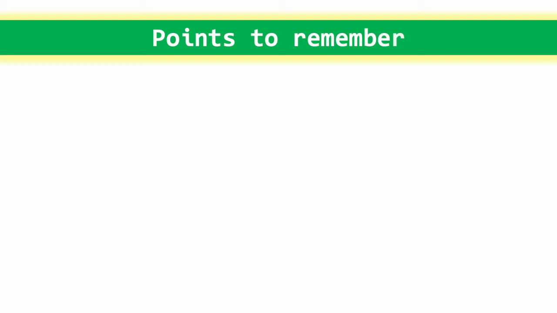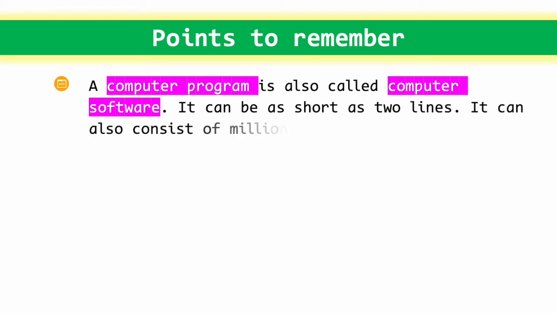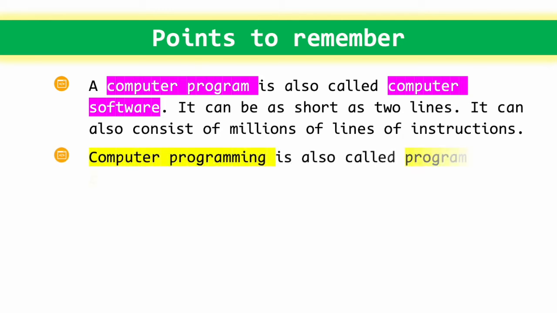Here are some points to remember. A computer program is also called computer software. It can be a short program of 1 or 2 lines. It can also consist of millions of lines of instructions. Computer programming is also called program coding.